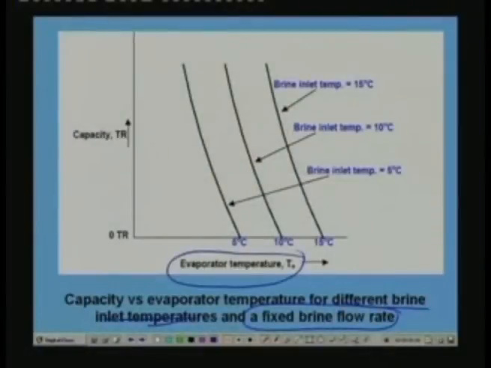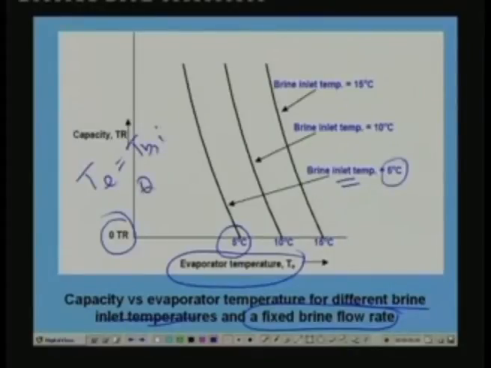Again, if you look at the characteristics, one thing you can immediately notice is that when the brine inlet temperature, for example 5 degree centigrade, is equal to the evaporator temperature, then the capacity becomes 0. That means when TE is equal to TBI, QE is equal to 0. This is obviously the case because there is no temperature difference between the brine and the evaporator, so there cannot be any heat transfer. Once there is no heat transfer from the brine to the refrigerant, the capacity will be 0. What happens when the evaporator temperature reduces for a given brine inlet temperature? The temperature difference between the brine and evaporator increases, so the capacity increases. That is what is shown here.